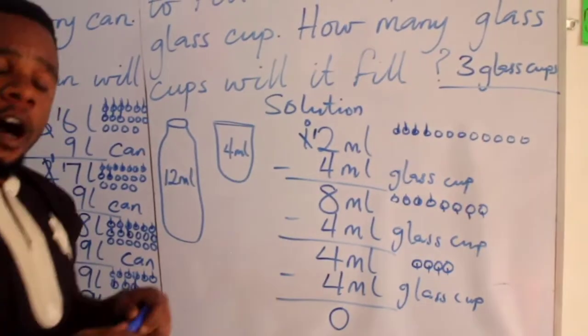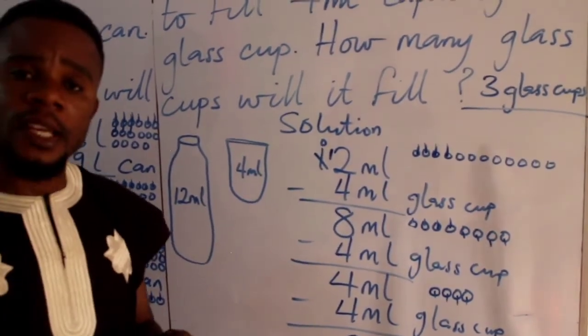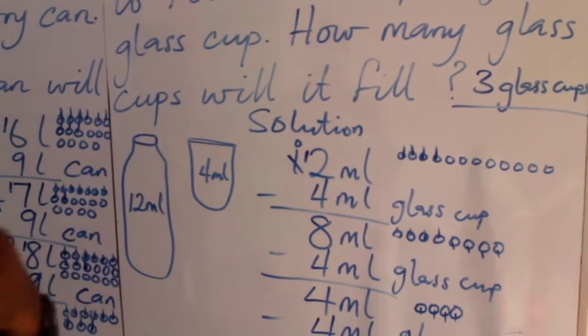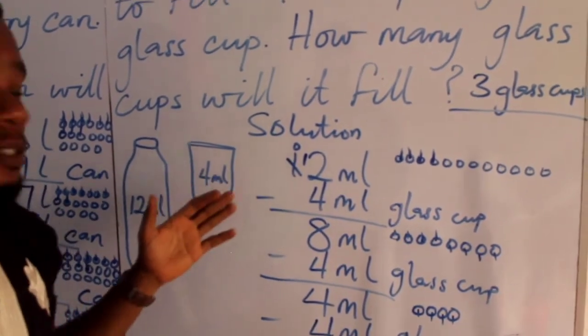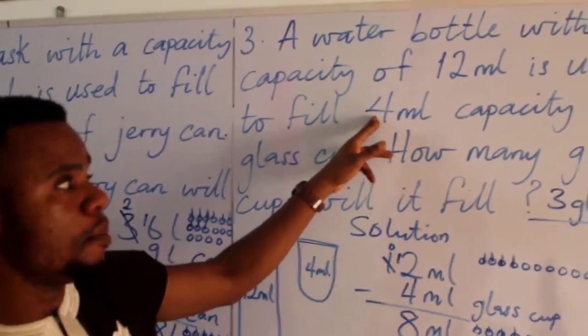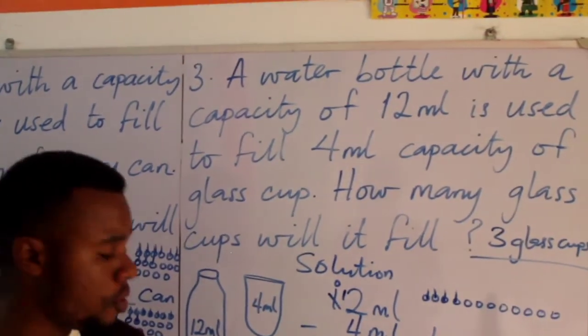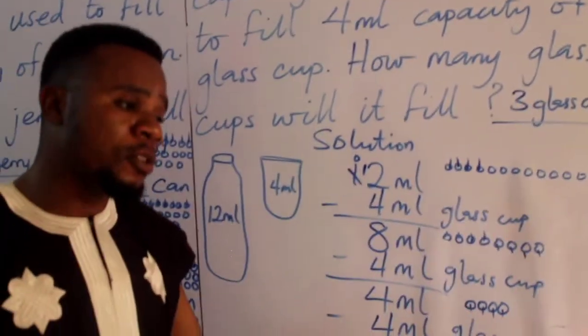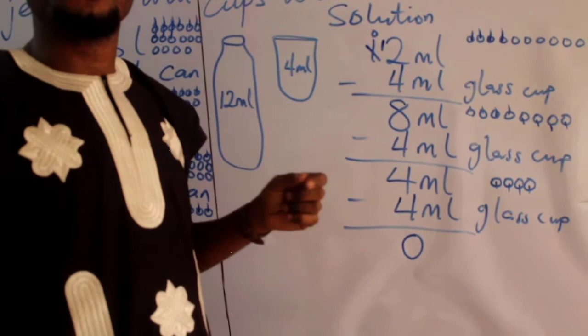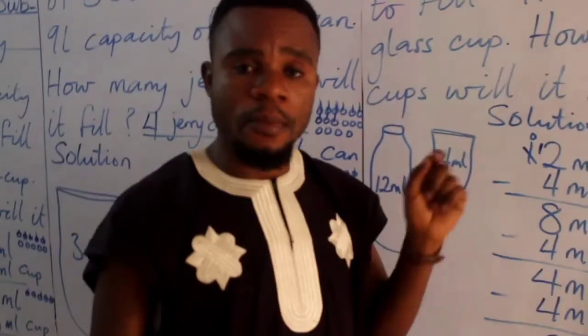So we need 3 glass cups. Please go through your work and listen carefully. Remember that we subtracted using what? This and this. Please keep subtracting until you arrive at 0 or a smaller digit that you cannot subtract anymore. Remember to do your classwork.